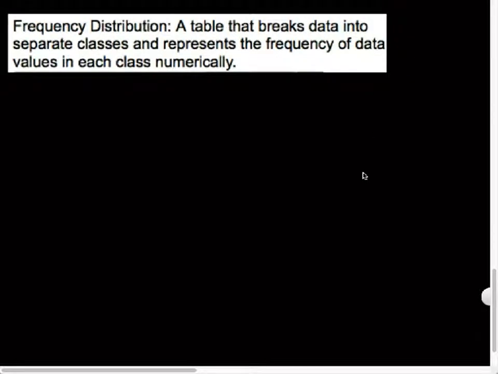So here we go. Frequency distribution. All right, friends. It is a table. So Jacob, Kirsten, this is a table, not a graph. It's not visual in that way. It breaks data into separate classes and represents the frequency of data values in each class numerically.